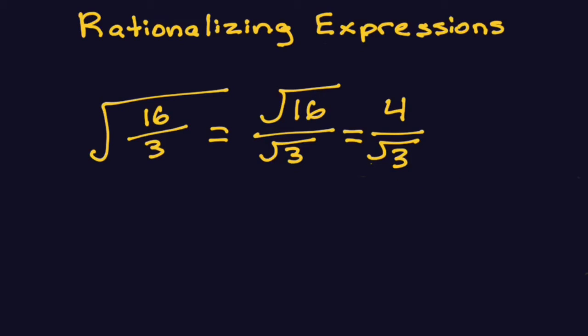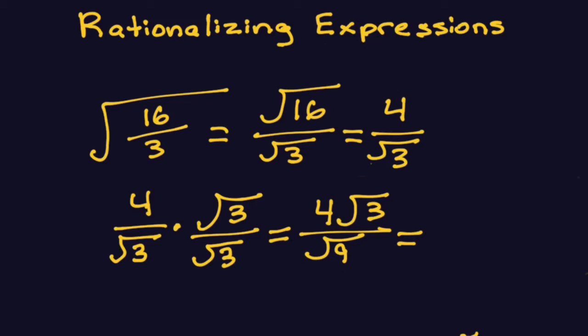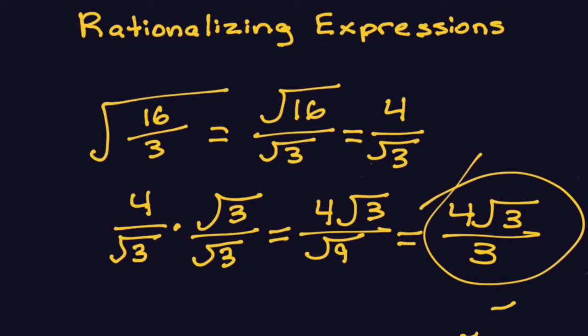So we're going to do what we were doing earlier in this video, which is multiply the 4 over square root 3, let me put it down here, by square root 3 over square root 3. So we'd get 4 square root 3 over the square root of 9. And the square root of 9 is equal to 3. So we just have 4 square root 3 over 3 as our answer, because 4 over 3 cannot be simplified anymore, so that would just be our final answer.